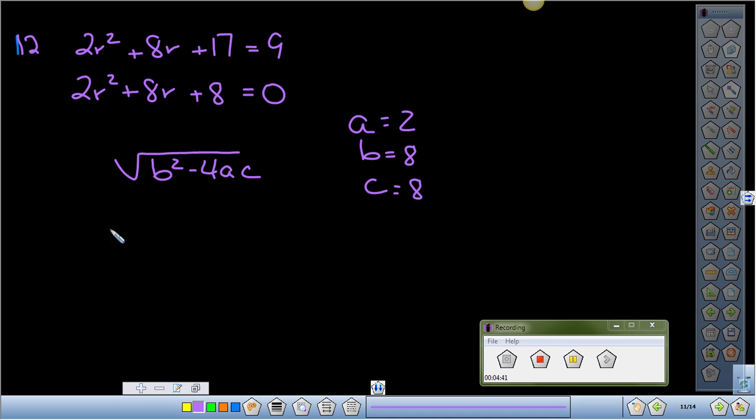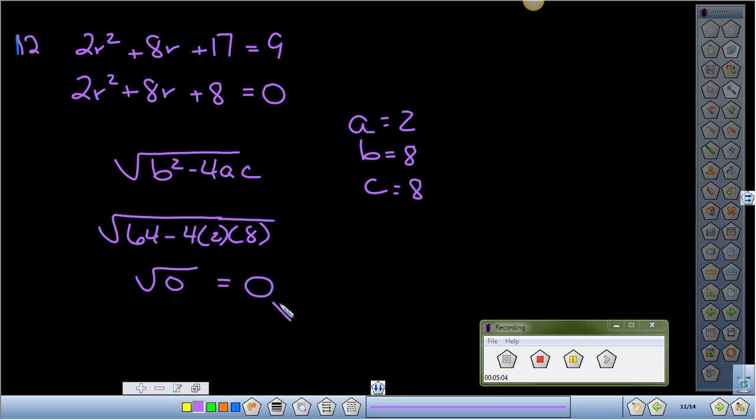And when I apply it to this little formula, I'm going to square that 8. That's going to give me 64. I'm going to subtract off 4 times 2 times 8. And this gives me 64 minus 8 times 8, which is 64. So that gives me the square root of 0, which is 0.